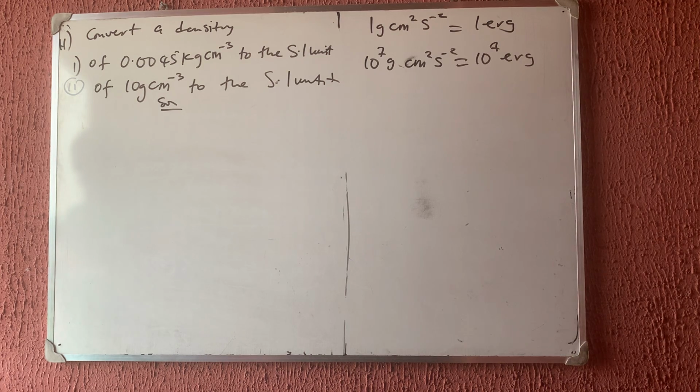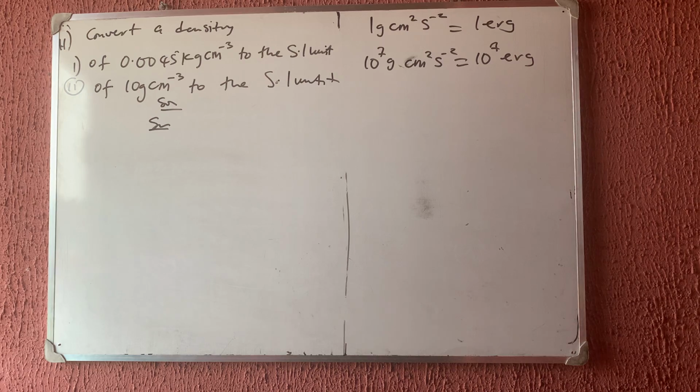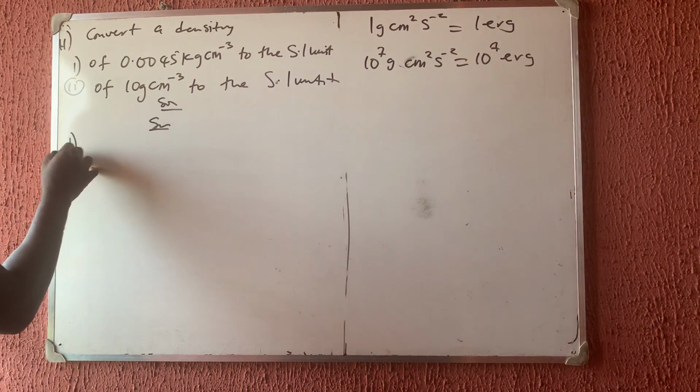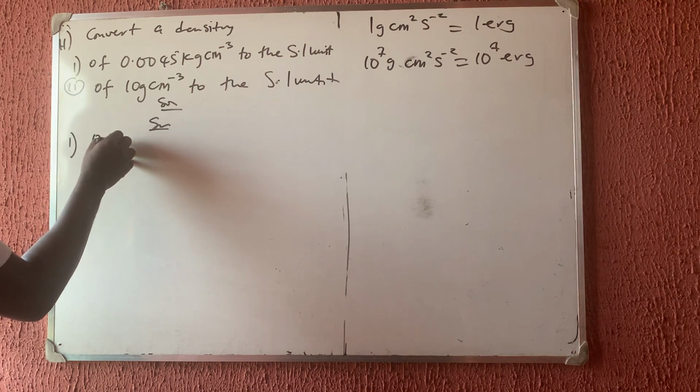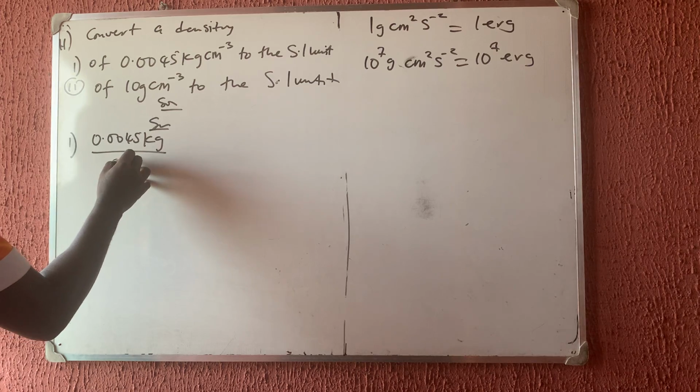So now, to convert this density, what do we do? Density conversion. Solution. First of all, we have that the first one gave us 0.0045 kilogram per cm cube.